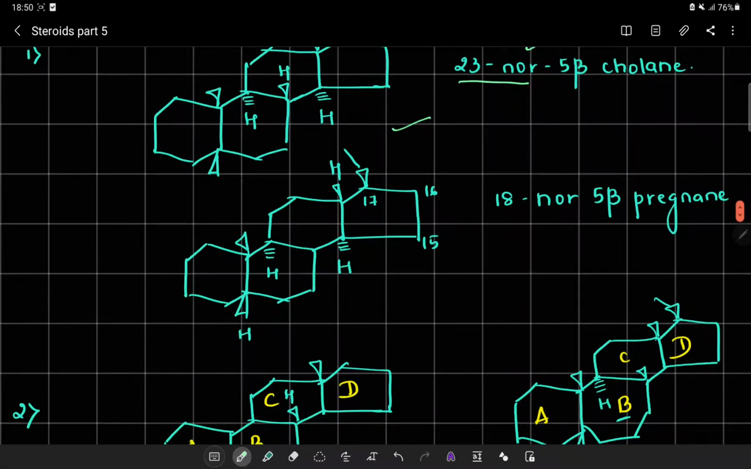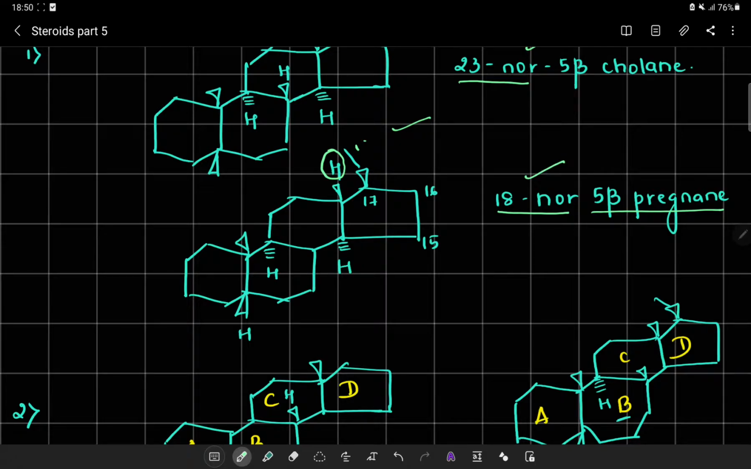Now, for example, here I can observe that at the 18th position there is something missing. Can we not observe that here, instead of the 18th position angular methyl group, there is a proton present? This means that it is the 18-nor-5-beta-pregnane system. This means that at the 18th position the methyl group is missing.